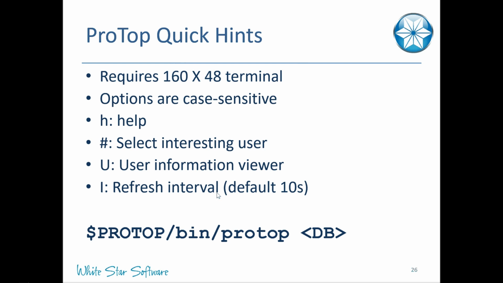They're case sensitive. So capital A does one thing and lowercase a does another thing. Capital B and lowercase b are two different screens in ProTop. Kind of the three interesting ones we're going to look at today, because we want to pinpoint on a user, right? Who's causing me all this trouble, so that the number sign lets you pick a user ID, and then the U switches your view into what we call the user information viewer.